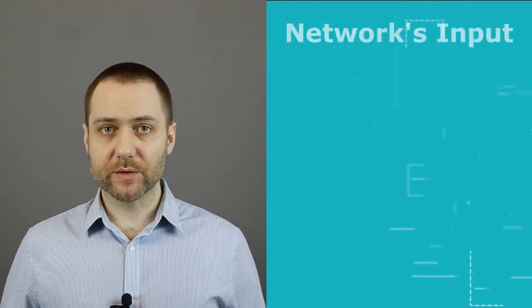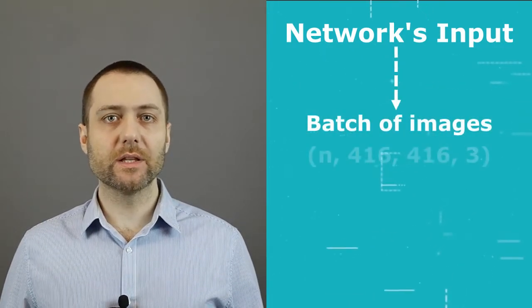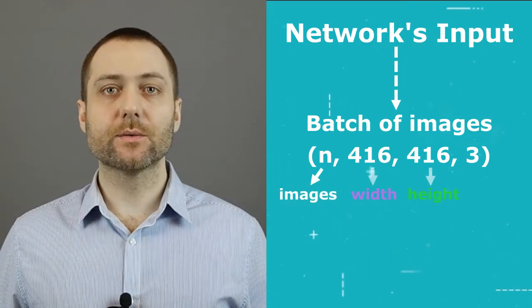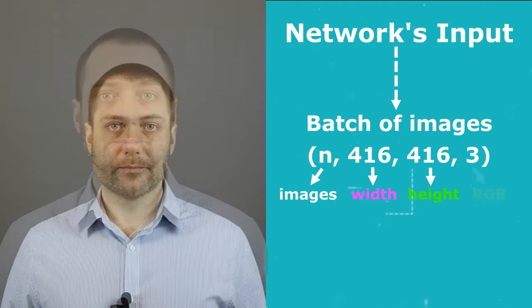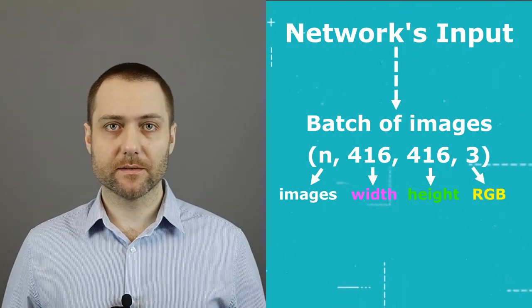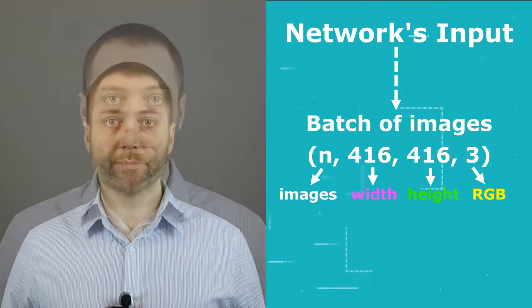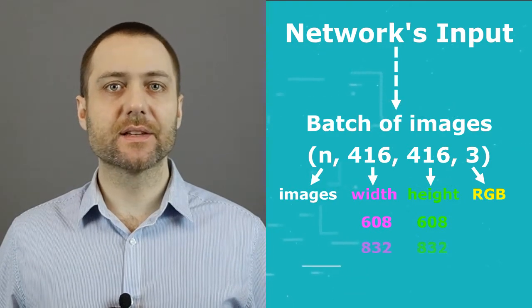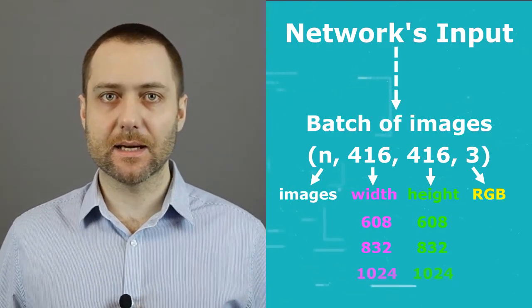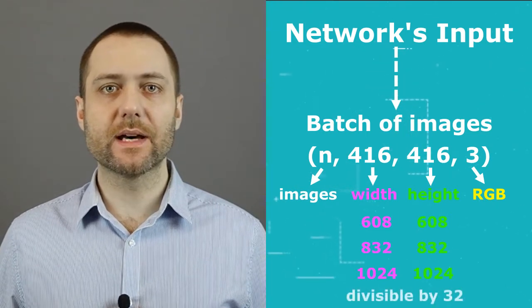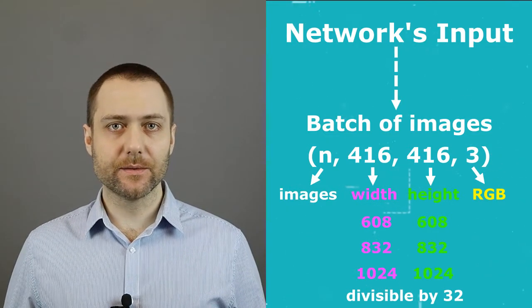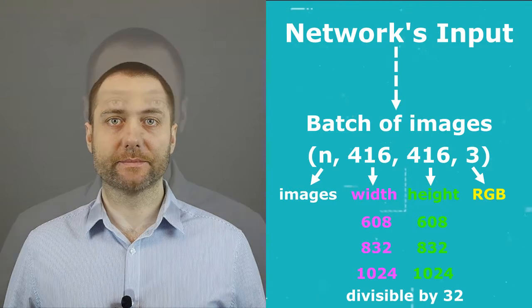How does input to the network look like? The input is a batch of images of following shape, where n is a number of images. Next two numbers are width and height. The last one is a number of channels, red, green and blue. The middle two numbers, width and height, can be changed and set as 608 or any other number that is divisible by 32 without leaving a remainder. Why this number must be exactly 32, we will consider in a few moments.